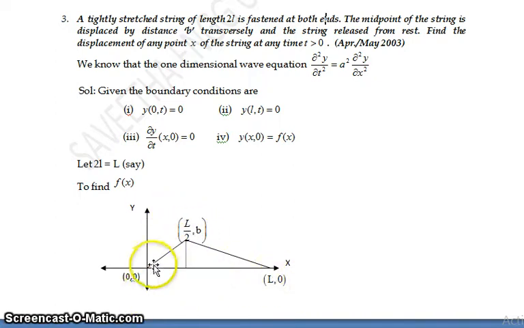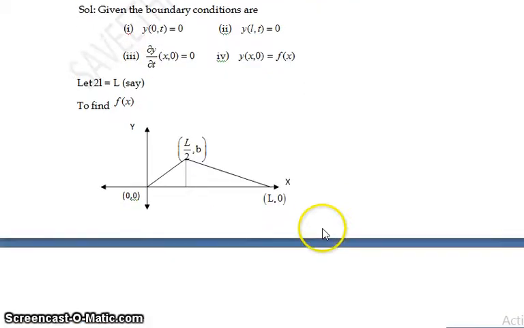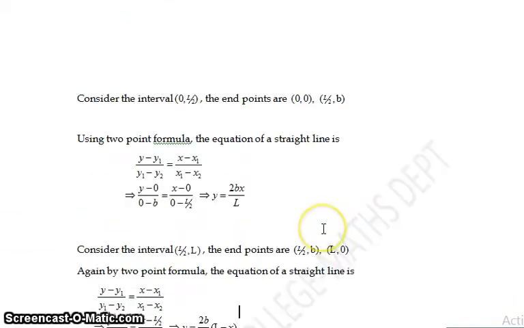So first we can find the line from 0 comma 0 to L by 2 comma b. This is one value. Next one is L by 2 comma b to L comma 0. This is the second value. Okay. So first write the diagram here. First we consider the points 0 comma 0 to L by 2 comma b. So this is x1 y1, this is x2 y2.